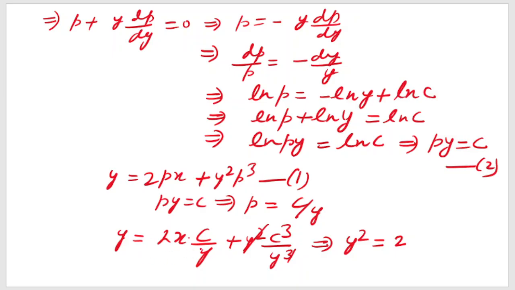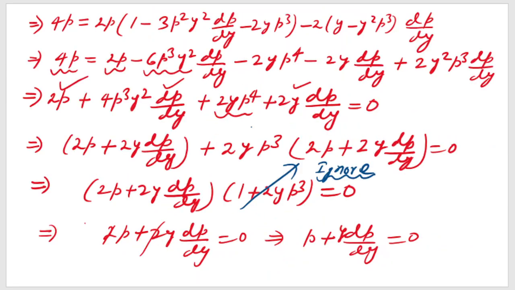Now, if I multiply, I am getting 2cx plus c cube. So this is my final answer. I hope you got the solution. The idea is that if it is possible to eliminate p, just eliminate. Otherwise, you can write both the equations 1 and 2 together and say that p is the parameter.